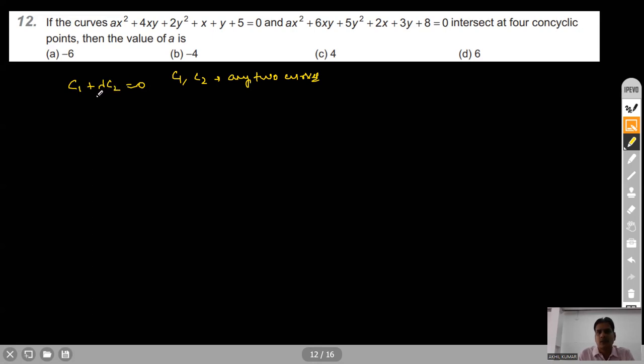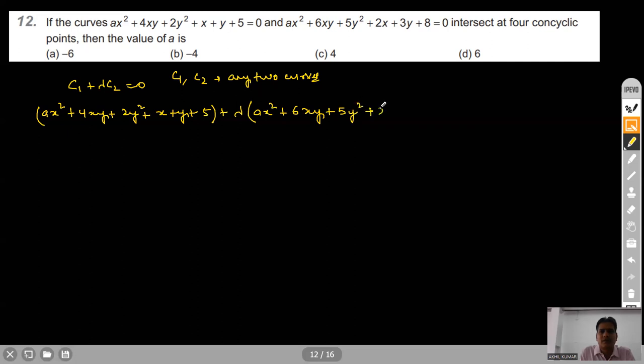Is it okay? So as per the question, they are intersecting at 4 concyclic points. So let me first simplify it and write it. C1 is nothing but ax square plus 4xy plus 2y square plus x plus y plus 5, right? Plus lambda times C2. C2 is ax square plus 6xy plus 5y square plus 2x plus 3y plus 8, right? This should be equal to 0.